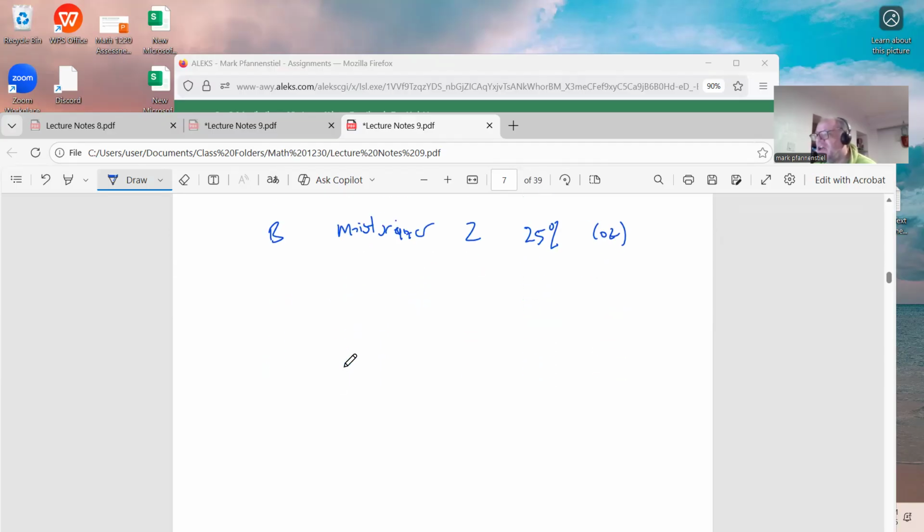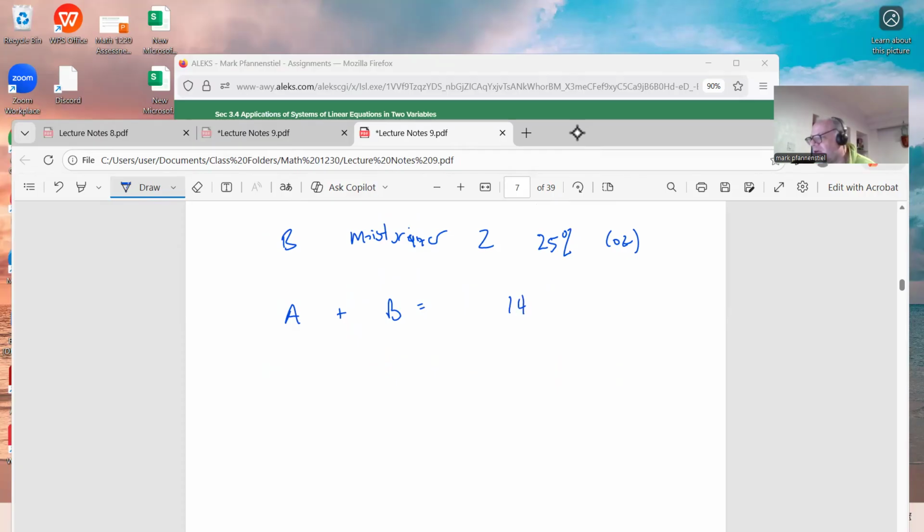For these kinds of problems, I've done a lot of mixing problems. We're going to say moisturizer A plus moisturizer B. How much moisturizer do we want at the end here? We could go back to this and say, oh, we need to get 14 ounces of this stuff. So that's one of the equations we're going to have.